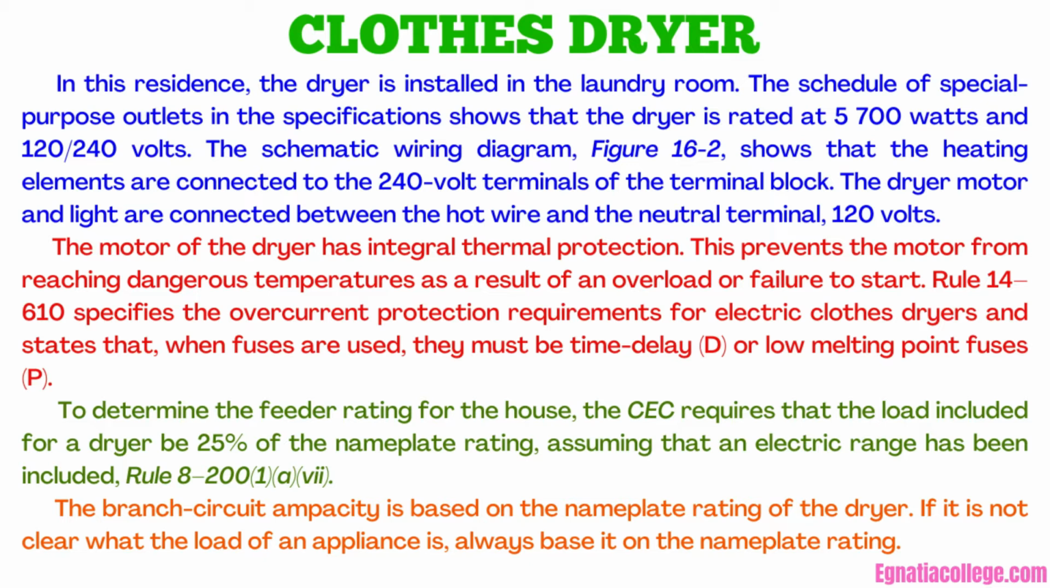Rule 14-610 specifies the overcurrent protection requirements for electric clothes dryers and states that, when fuses are used, they must be time delay D or low melting point fuses P. To determine the feeder rating for the house, the CEC requires that the load included for a dryer be 25% of the nameplate rating, assuming that an electric range has been included. Rule 8-200-1A-7. The branch circuit ampacity is based on the nameplate rating of the dryer. If it is not clear what the load of an appliance is, always base it on the nameplate rating.